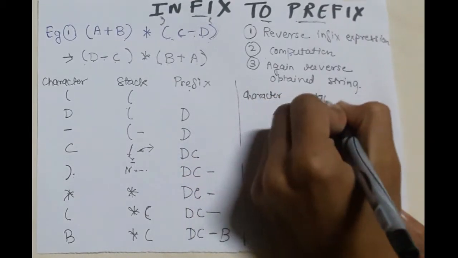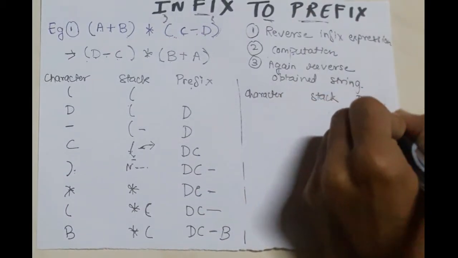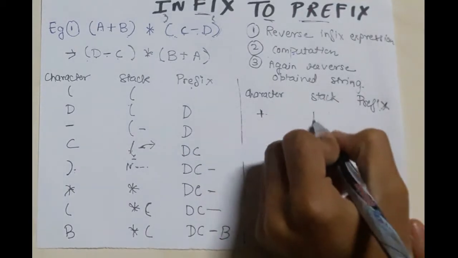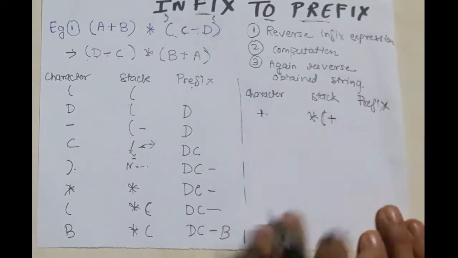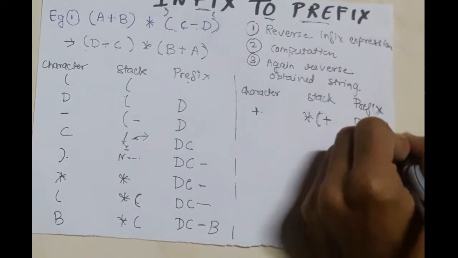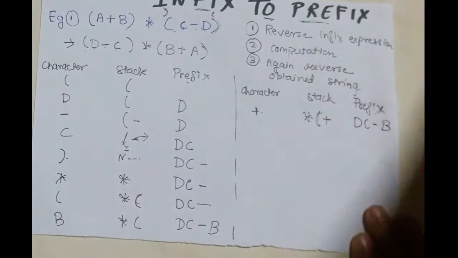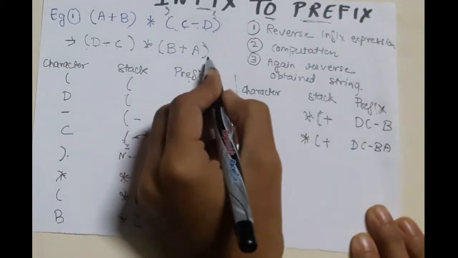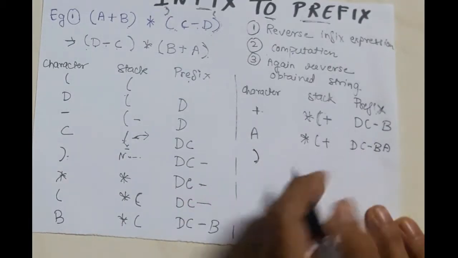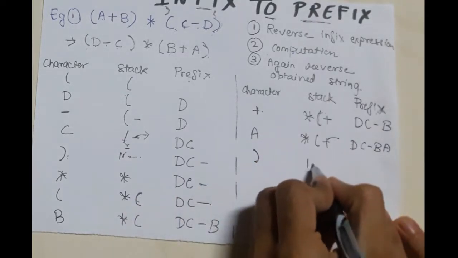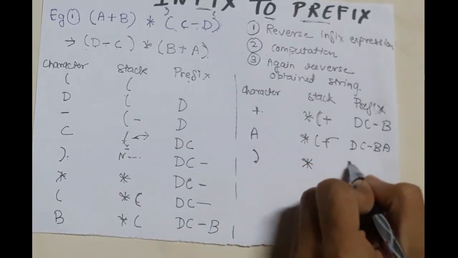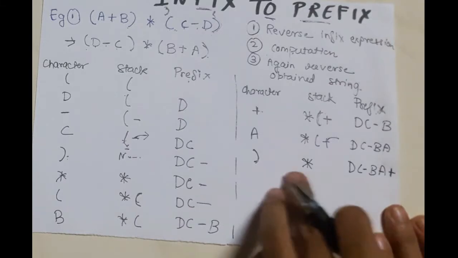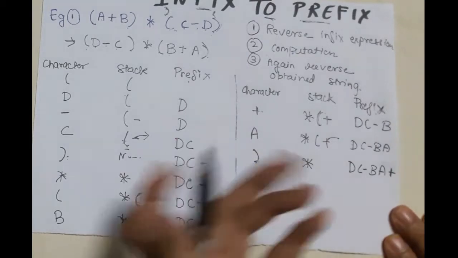Character, stack and prefix. Okay. So after B plus, plus is an operator, so we'll push it into the stack. Okay. After that A, A is an operand. Then again closing parenthesis. So we will pop from the stack until opening parenthesis is encountered. So we'll pop plus. So now stack will contain multiplication and the prefix expression will be plus. Okay, and the last step is to pop whatever there is in the stack. So we'll pop multiplication also in the last step.